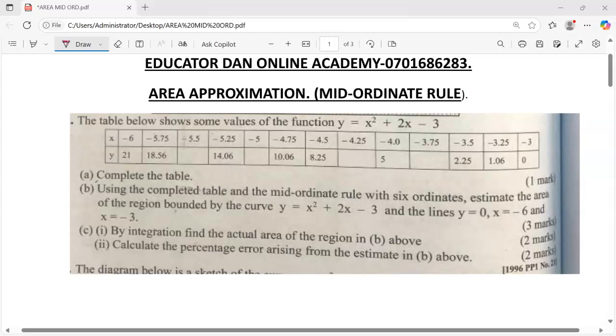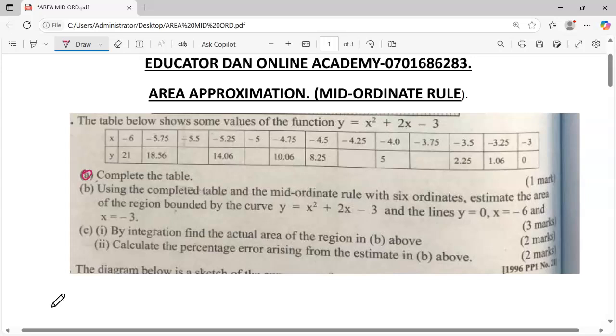We are presenting area approximation, mid-ordinate rule, KCSE 1996 paper 1 question number 21. The question reads: the table below shows some values of the function y is equal to x squared plus 2x minus 3. You are supposed to complete the table for you to earn 1 mark in part A.